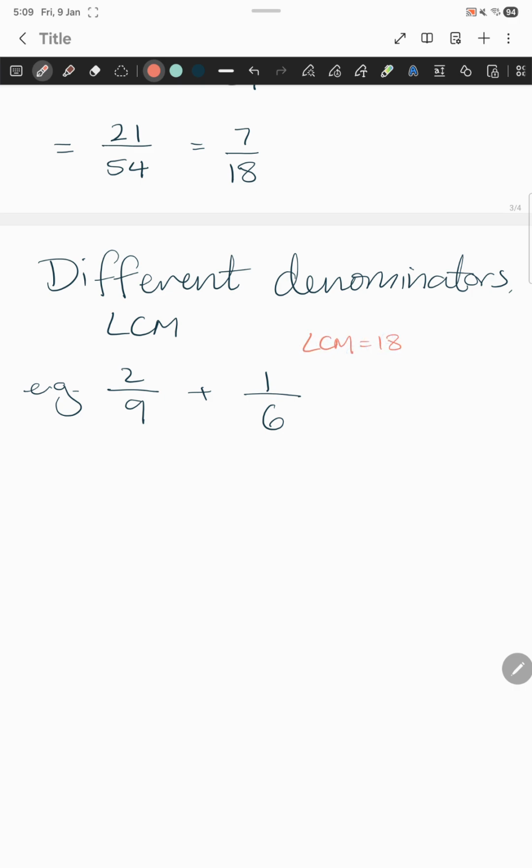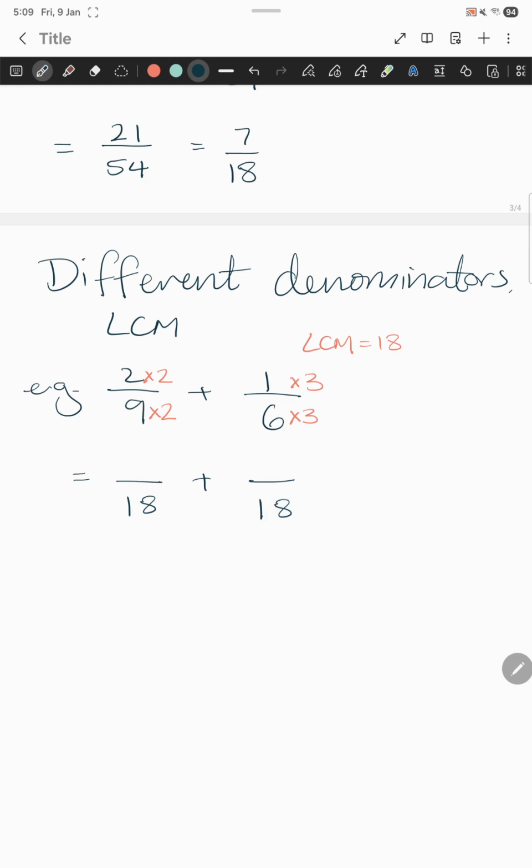So now we have to say, well, 9 times what is 18? 6 times what is 18? Right? So 9 times 2 is 18. So I need to multiply this one by 2. And 6 times 3 is 18, so I need to multiply this one by 3. So here I multiply this also by 2, multiply this also by 3. Now, if we do all these calculations, we will see 9 times 2 is 18, 6 times 3 is 18. Good, they have the same bottom number.